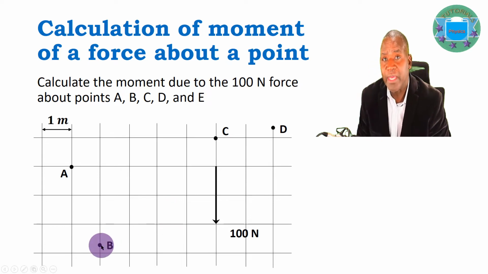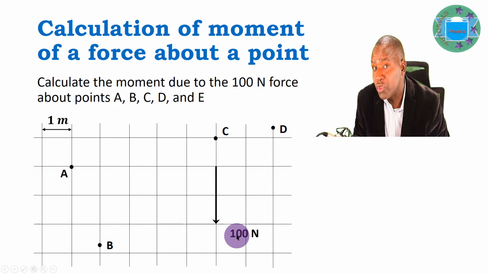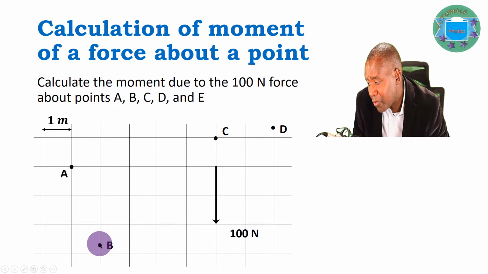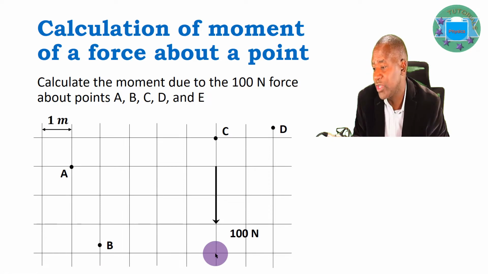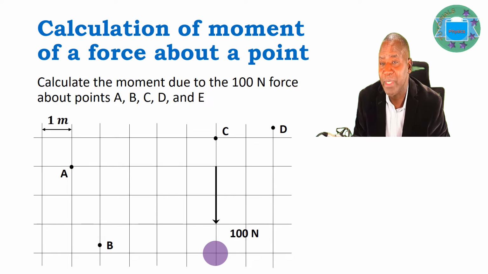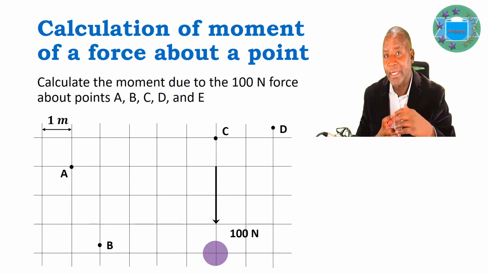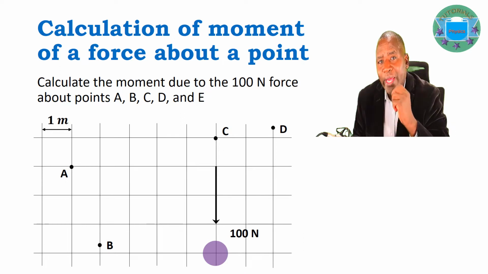How about point B? The moment of the 100 Newton force about point B will be 100 newtons times the distance from this point all the way to this point, which is 4 meters. So we are going to get 400 Newton meters clockwise. You can see it is slightly less. Why has the moment reduced? Why has the turning effect reduced? It's because the distance has reduced.